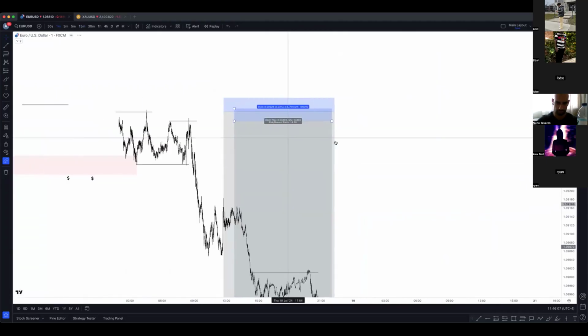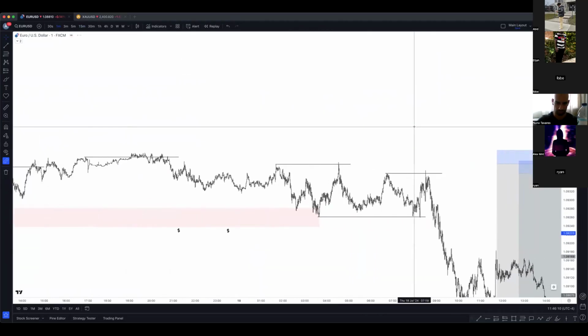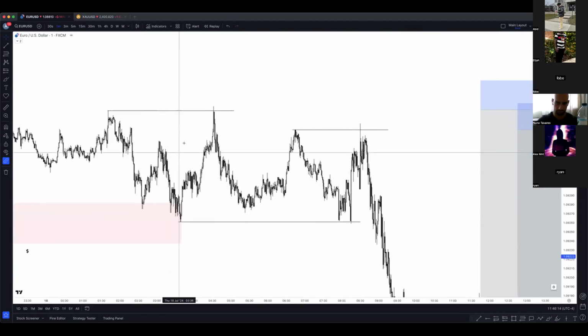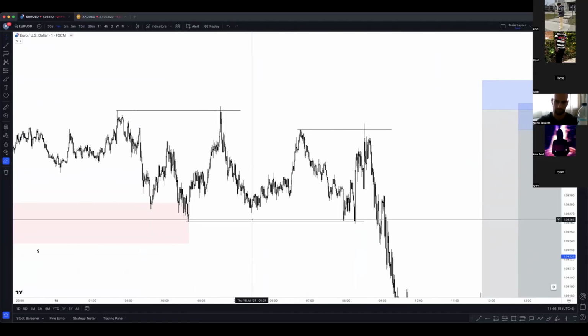So automatically, right? You got your BOS. People want to be buying. Okay. I try to think where is more liquidity, like the low remaining.